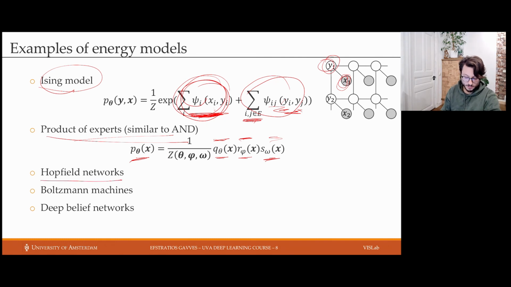And three other types of energy models that we're going to discuss today more are Hopfield networks, Boltzmann machines, and deep belief networks. Thank you.